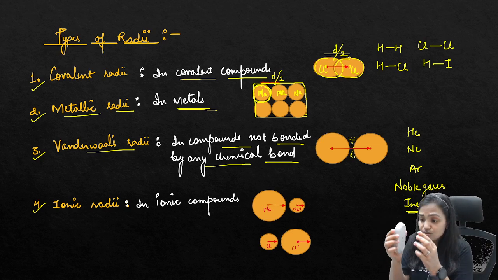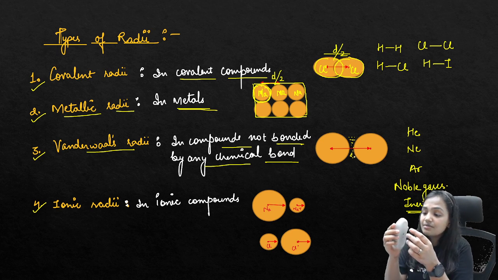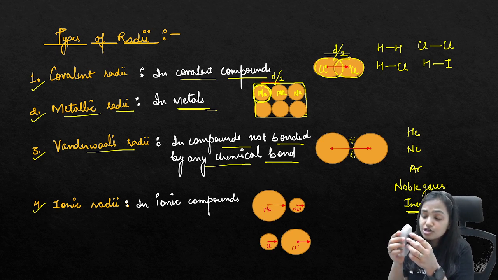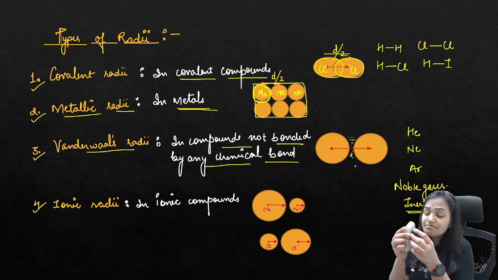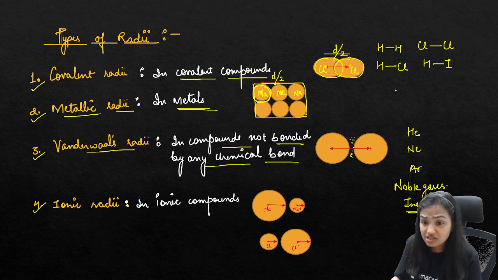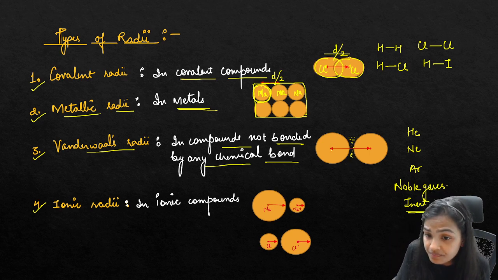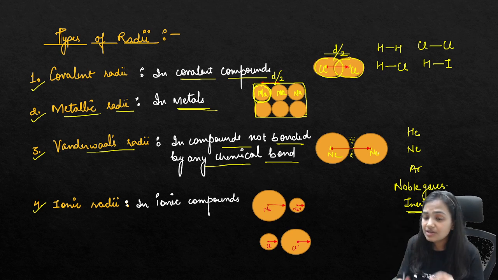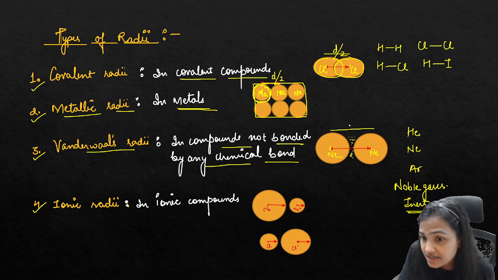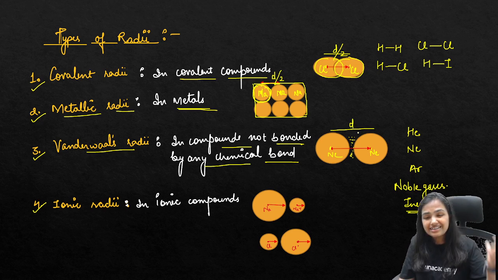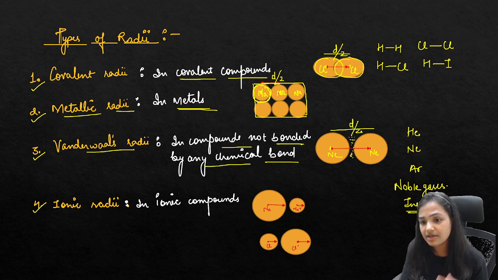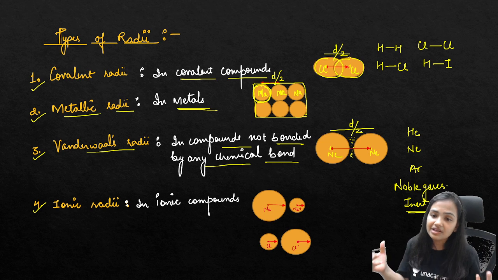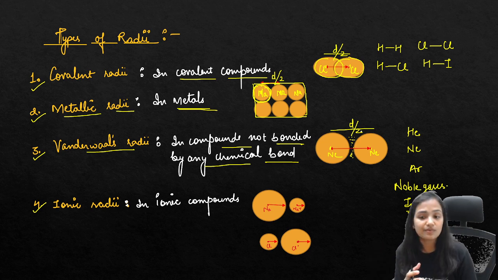So when these two objects come as close as possible to each other, at the minimum distance from each other, the distance between the nuclei of these two atoms, let's say this is neon and this is neon, will be considered as d, and if we want to determine the van der Waals radii, we will do d by 2. Okay, so this is a very, very easy way to find out the van der Waals radii.